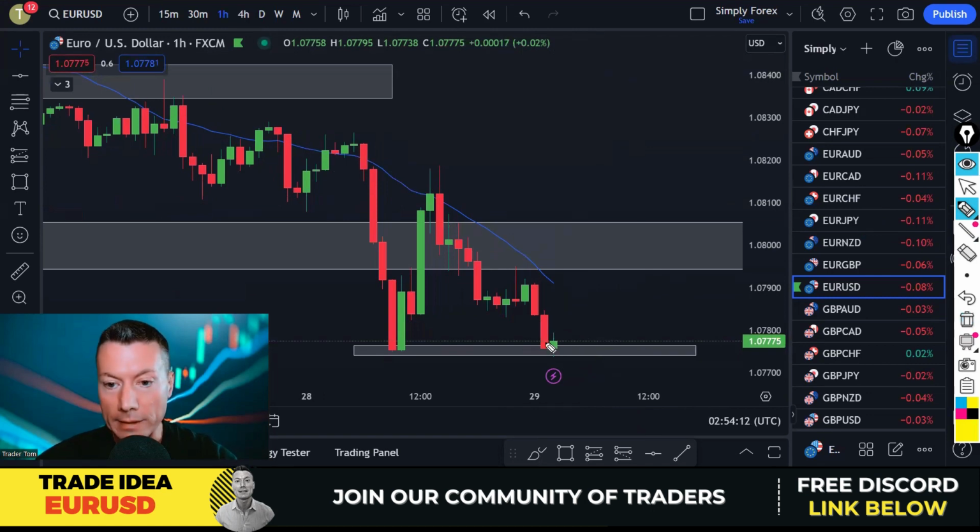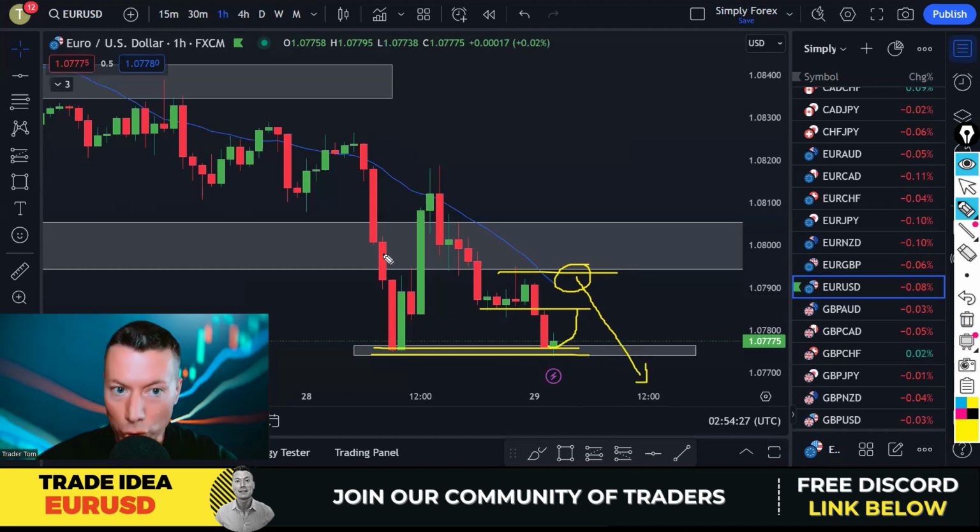You could be more aggressive. Let's say price retraces into here or even back at these last H1 highs. You know, we get a bearish reaction. We could start selling here as well. But really, I want to see a break of these lows. Okay. But Euro US dollar, we're looking to sell.